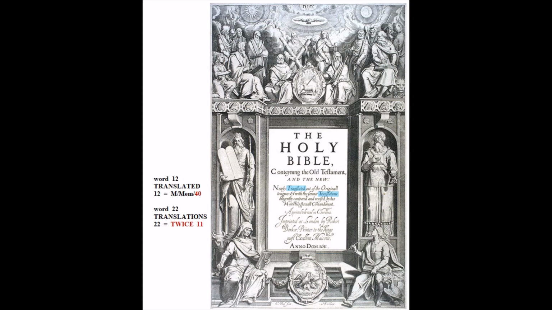Translations is the 22nd word. 22 is twice 11. So translated and translations are being connected to 40, de Vere's code number, and twice 11, which I believe refers to the Rosy Cross fraternity or an organization related to them.